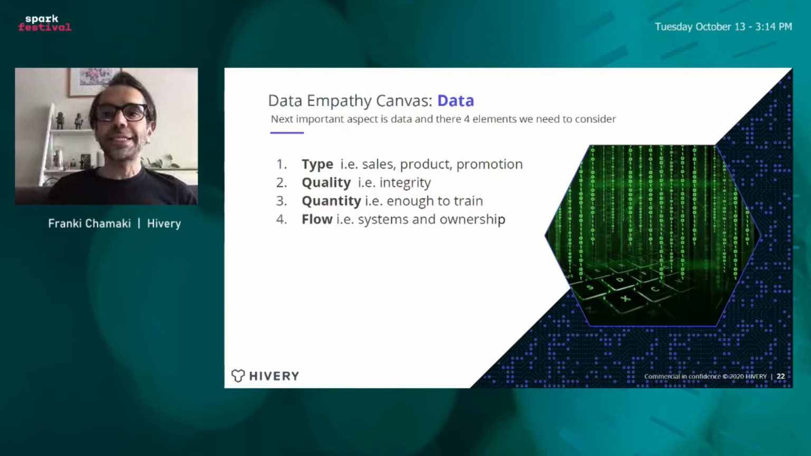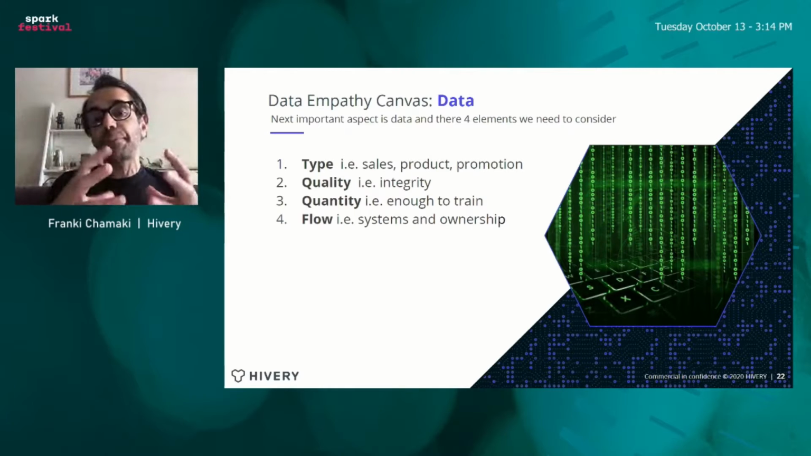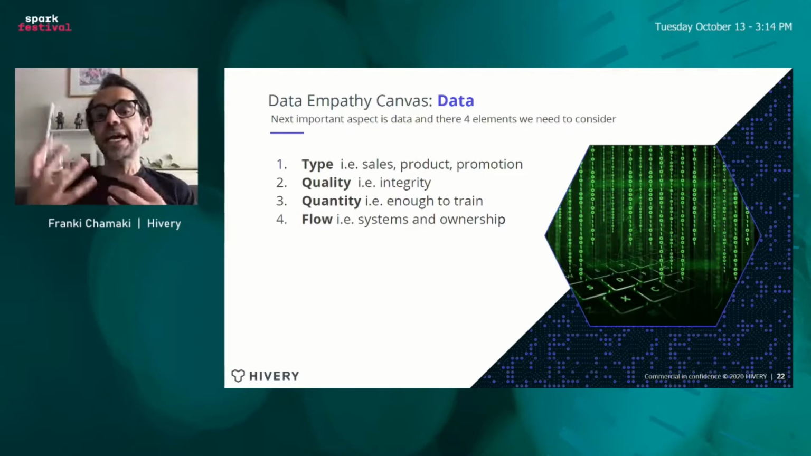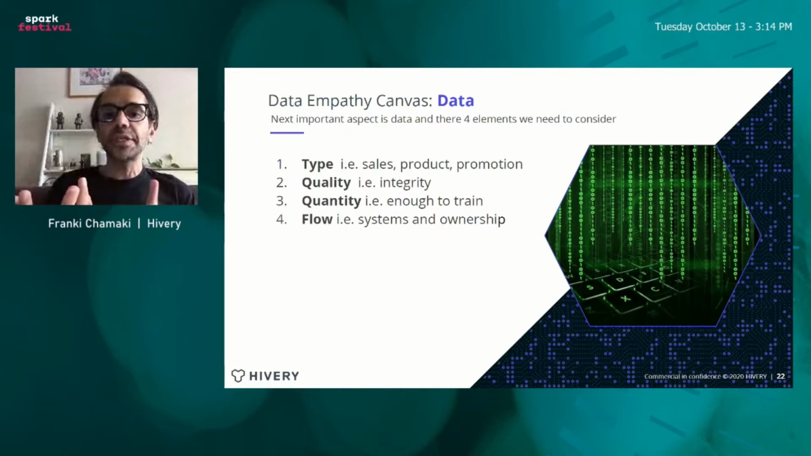The next one is quality of the data. We had examples where we went into a vending machine operator and the system said it had Fanta, but in fact it had Coke. So huge integrity issues. We need to make sure that the systems that support and derive that data have integrity. The next one is quantity. I need enough data for our algorithm. So that's another question that we need to consider.